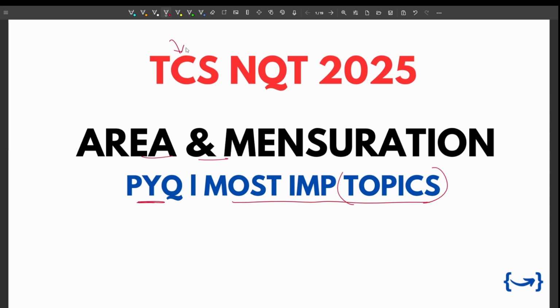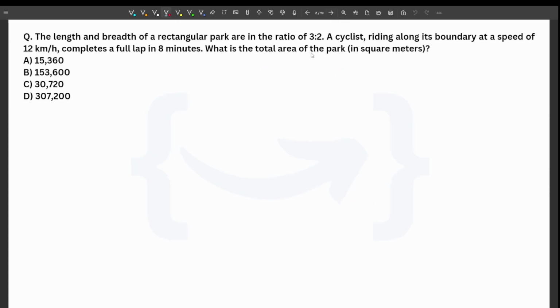So please tie your belt and have your pen and paper with you so that you can make a note of it, or you can solve in parallel. Okay, so you're watching Prime Coding. I'm Aita Michelle. Let's begin our journey of area and mensuration.